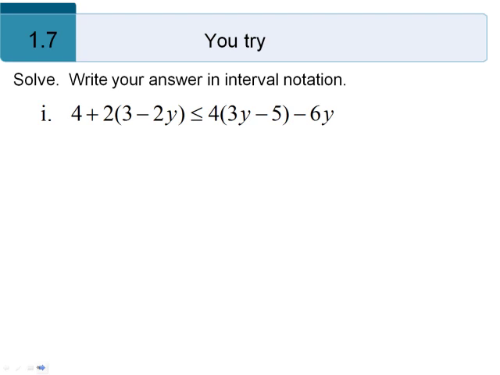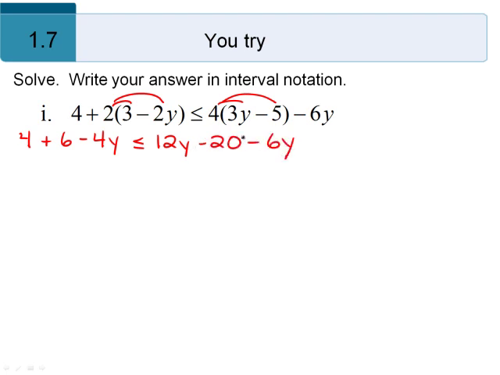Okay. Good grief, who writes these things? We are going to distribute twice. Now, you cannot add 4 and 2 and distribute 6. That's so wrong. That breaks dear Aunt Sally's heart, right? Or Aunt Susan. I can be famous. We're going to distribute the 2. We're going to distribute the 4. Okay, so right now that 4 is just going to come down. Plus 6 minus 4y is less than or equal to 12y minus 20 minus 6y, because I distributed the 4 and I distributed the 2.